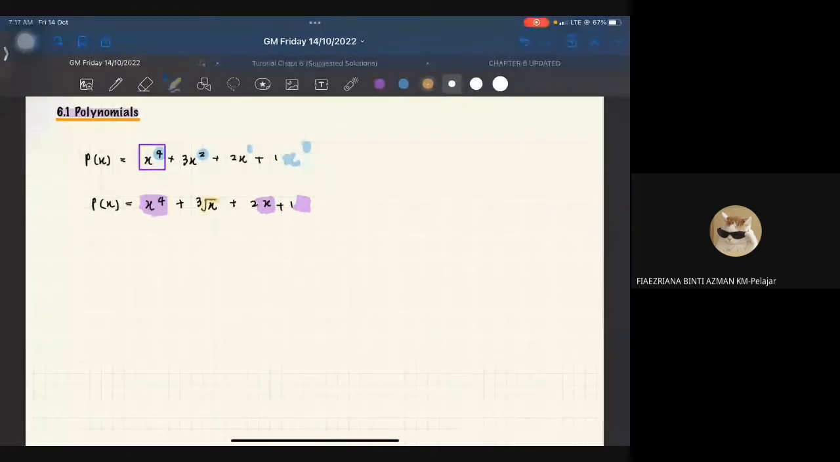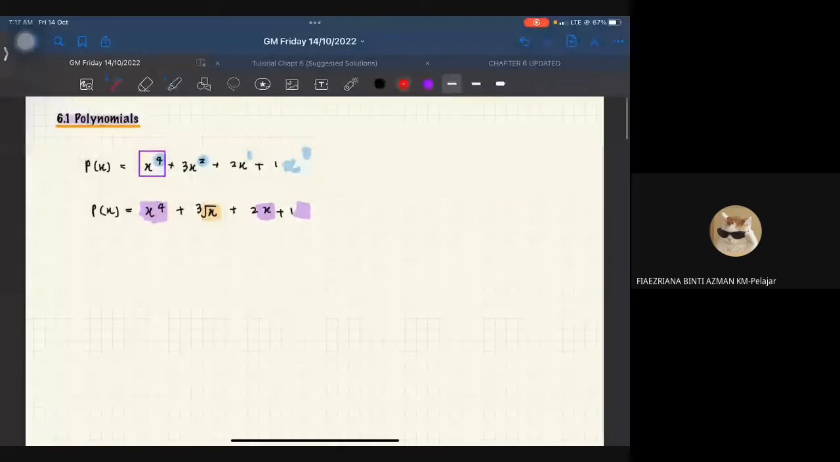Okay. So, this term, kalau dalam salah satu kita punya term tu bukanlah yang ada power positif dan dia bukanlah integer. Okay, so this one kita tak panggil dia sebagai polynomial lah. This is not a polynomial. Okay, so dia mesti semua term tu mesti ada positif integer. Okay, barulah dia polynomial. So in the second case tu bukan polynomial lah.